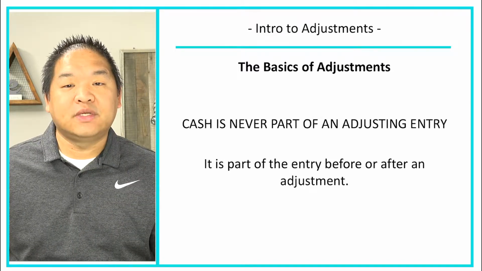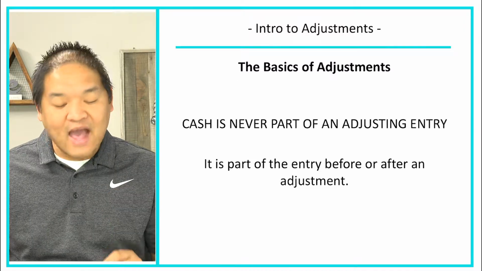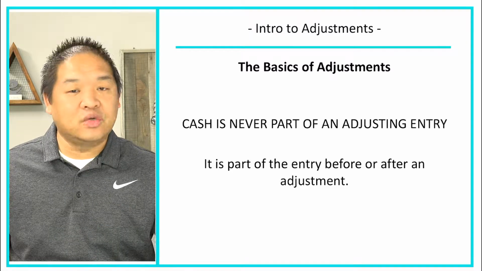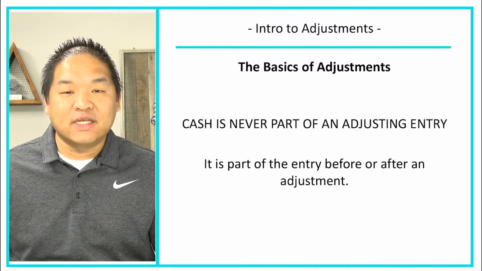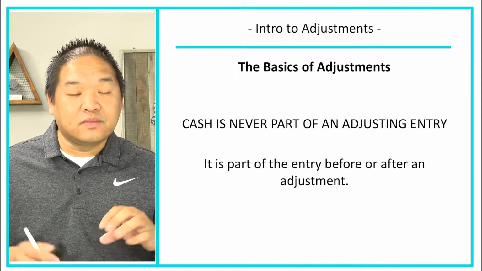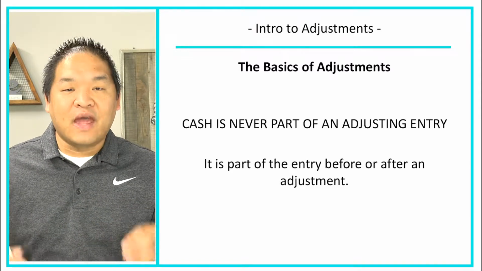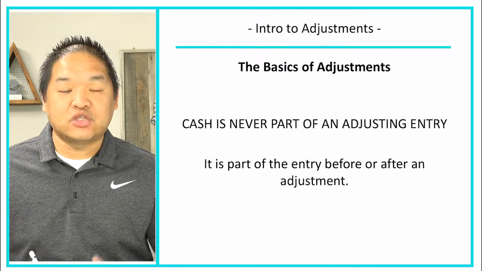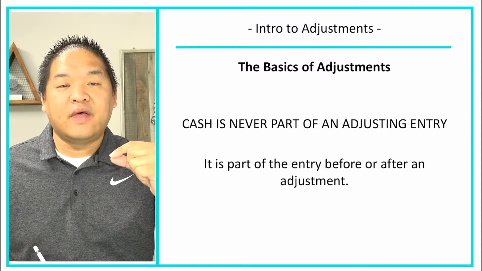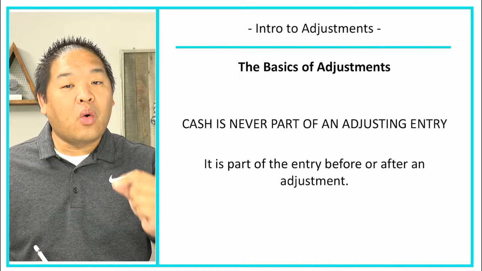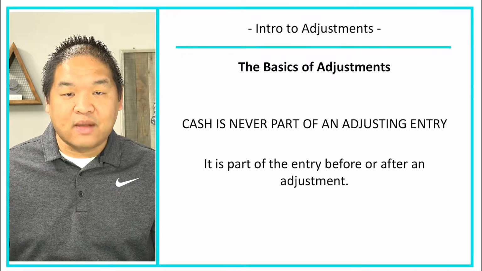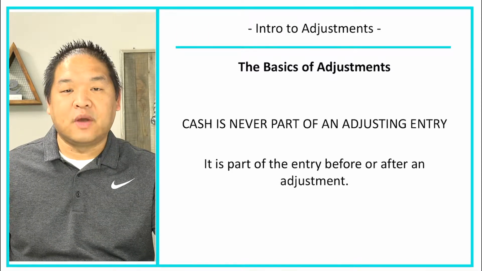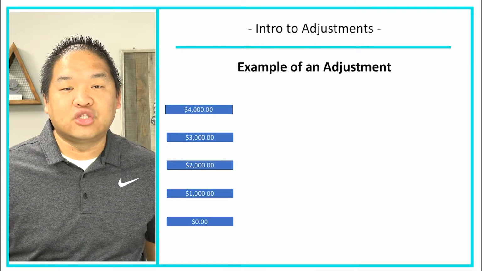Now, when we talk about adjustments here in this section, one thing you should know is that cash is never part of the adjusting entry. So if you see cash in the entry, that's not an adjusting entry. An adjusting entry, which you'll learn throughout this section, is going to involve everything other than cash. Okay, so if you see cash, it's not an adjusting entry. Now, cash can be part of the entry before the adjustment or after the adjustment if we're talking from a timeline standpoint, but cash itself is not done on the adjustment date. Okay, so remember that as we start looking at journal entries.